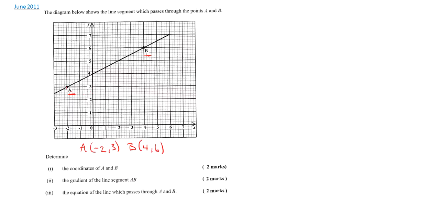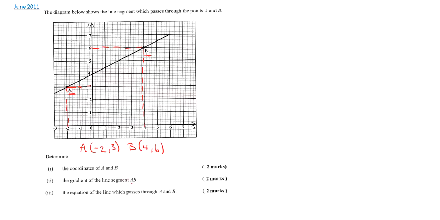Right? So all you're doing, you just drop a line here. That's how I got minus 2. And drop a line here, that's how we got 3. In the case of B, if we come down this way, we get 4 and we get 6 on this side. Right? So that is the coordinates of A and B.